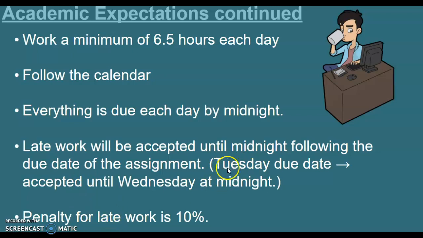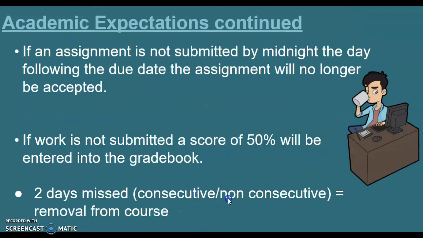So for example, if you have a Tuesday due date, that work will be accepted until Wednesday at midnight for a 10% penalty. When it's submitted on Tuesday, you will earn full credit. If you submit it anytime after Tuesday at midnight, your grade will be decreased by 10%.